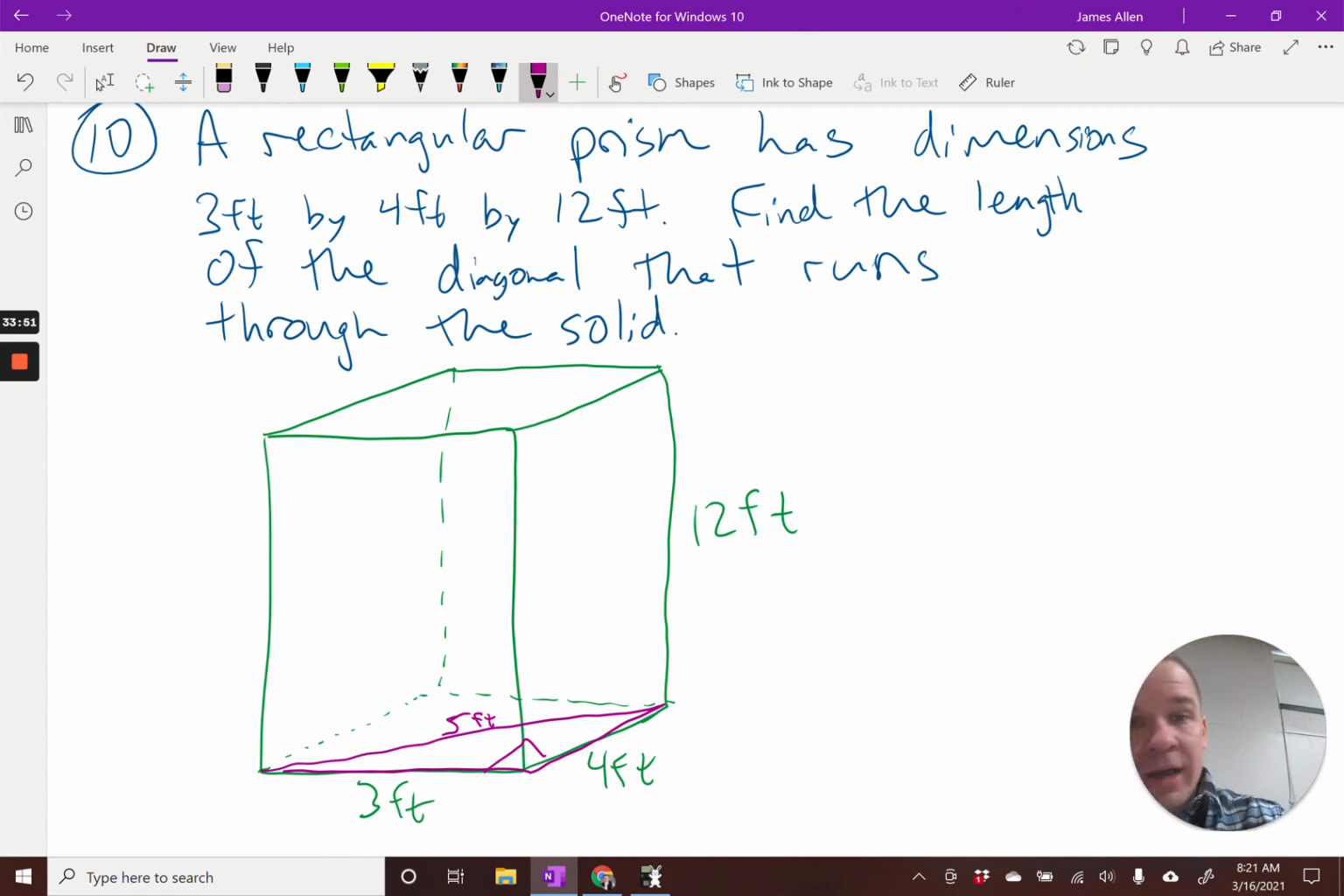If I were to draw in my diagonal that runs through the solid, we're talking from corner to corner, okay? If you got a tissue box handy, take that thing. I wonder if I got, nope, I don't have one. All right, hold on. If we're talking about the diagonal that runs through the solid, I want you to envision a rectangular prism. I happen to have one handy right here. I got a microwave, okay? We got a microwave.